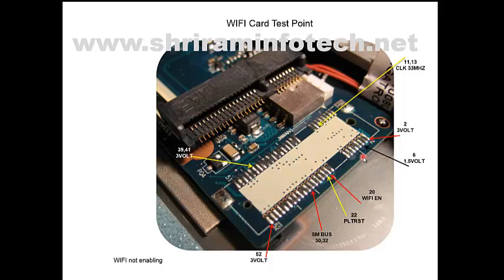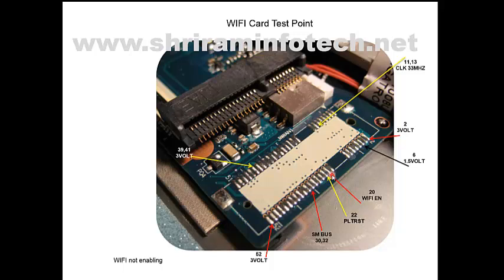So here is the connection: pin number 1 is this, pin number 2 is this, then 3. It's like odd and even. This side is the odd side and this side is the even side. When you have a problem where the Wi-Fi is not enabling, at that time you have to check pin number 20. Pin number 20 is the Wi-Fi enable. This signal comes from the SIO. Here you should get 3 volt at this pin.